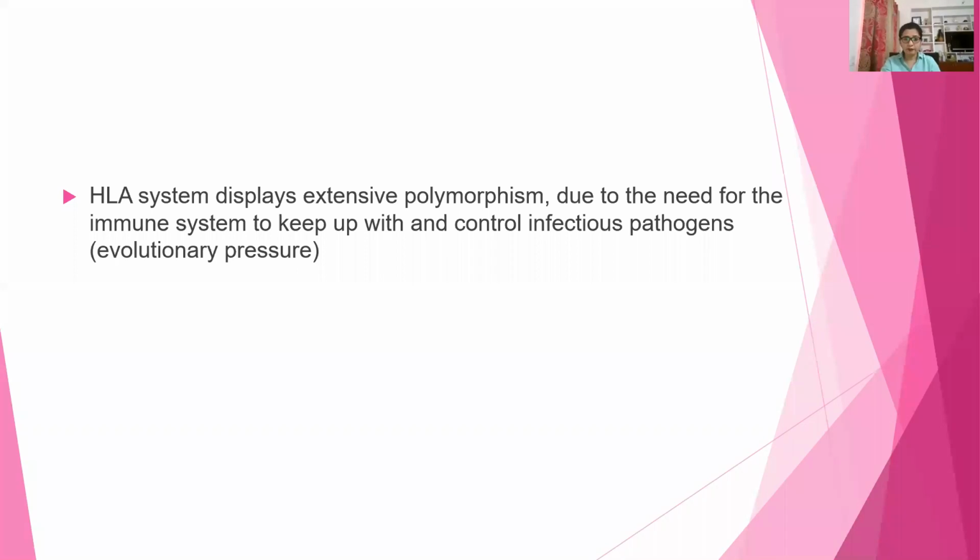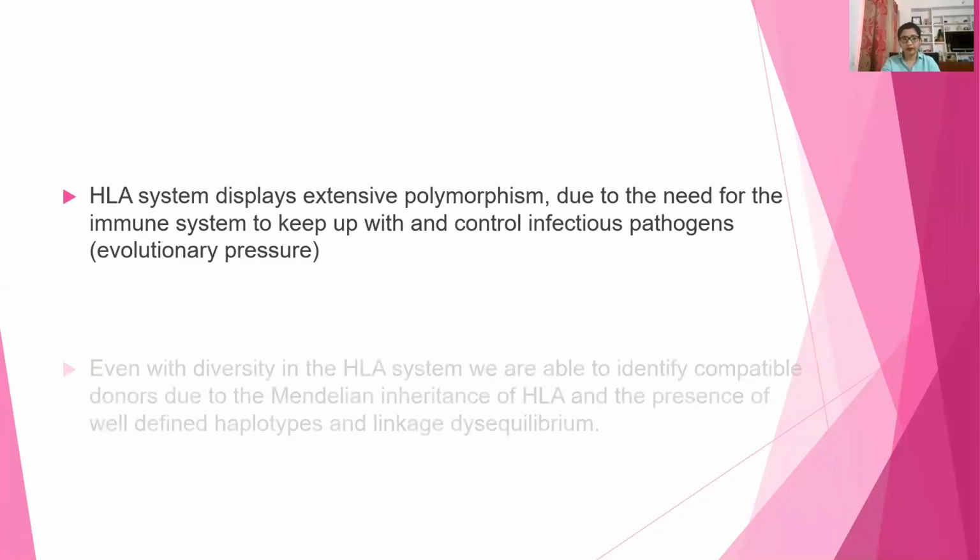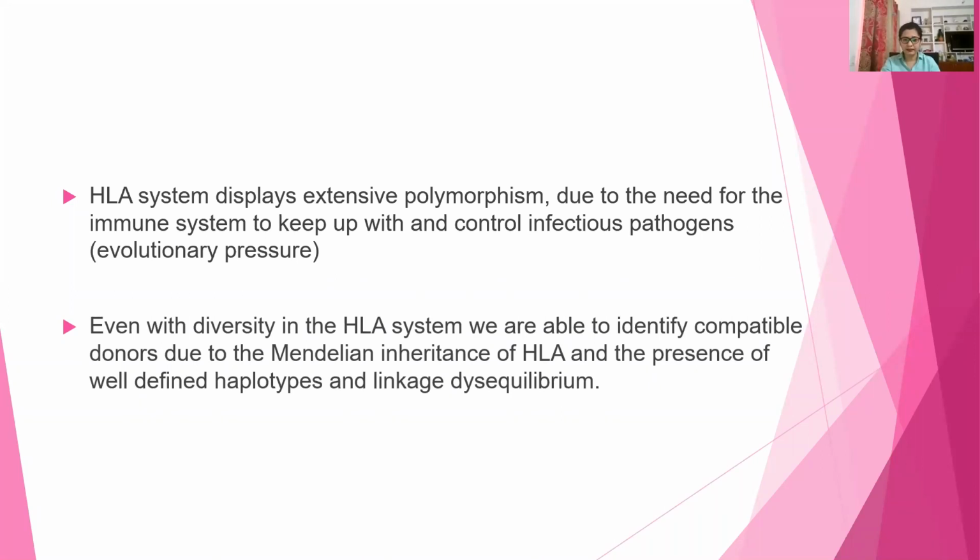The HLA system displays extensive polymorphism due to the need of the immune system to keep up with and control infectious pathogens. And even with the diversity in the HLA system, we are able to identify compatible donors due to the Mendelian inheritance of HLA and the presence of well-defined haplotypes and linkage disequilibrium. I will come up to this polymorphism and linkage disequilibrium later in my slides.